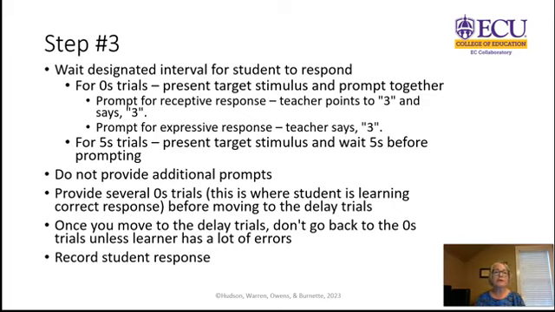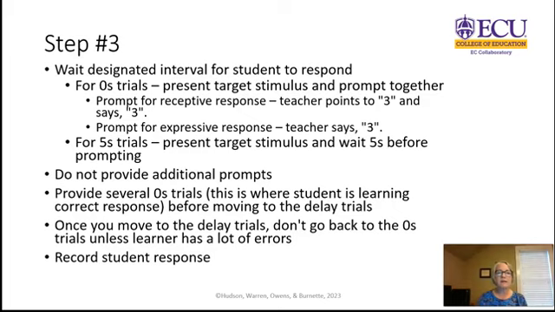For step 3, you're going to wait the designated interval for students to respond. For 0-second delay trials, the target stimulus and the prompt are presented together. The prompt for a receptive response at 0-second delay would be the teacher pointing to 3 and saying "3" together. A prompt for expressive responding would be the teacher saying "3" and then having the student follow suit by saying "3." For 5-second delay trials, or delay trials in general, they don't have to be 5 seconds, you present the target stimulus and wait however many seconds your delay trial is before prompting.